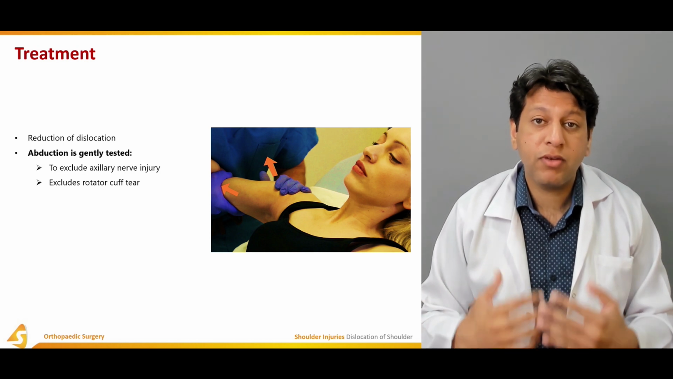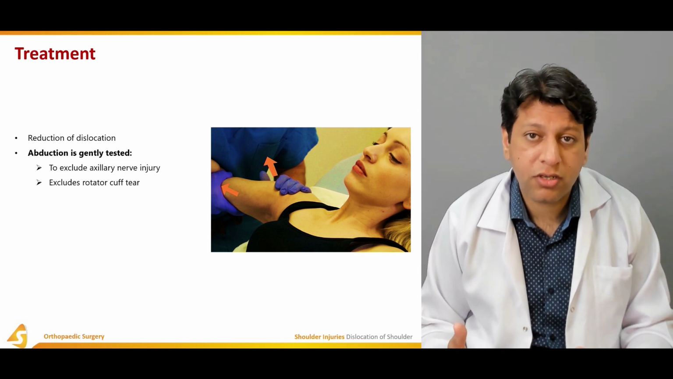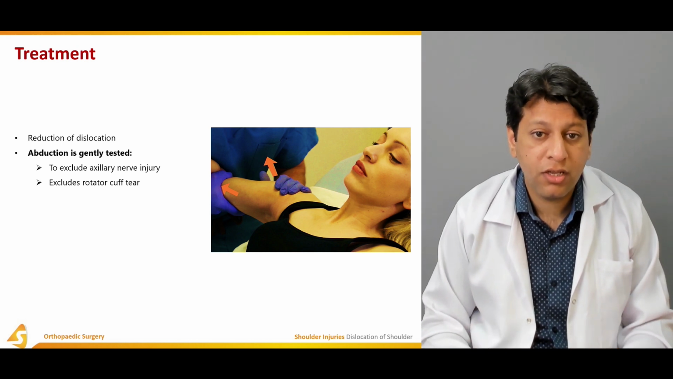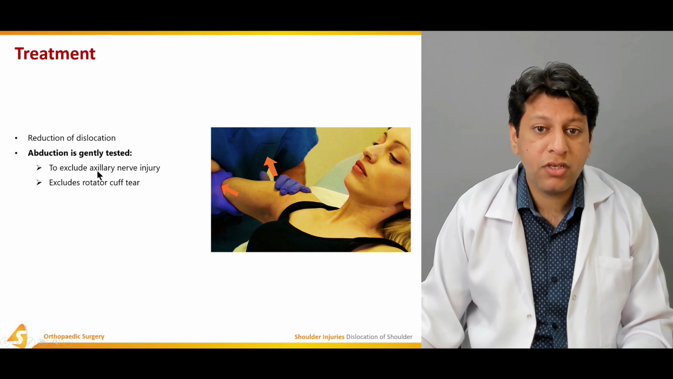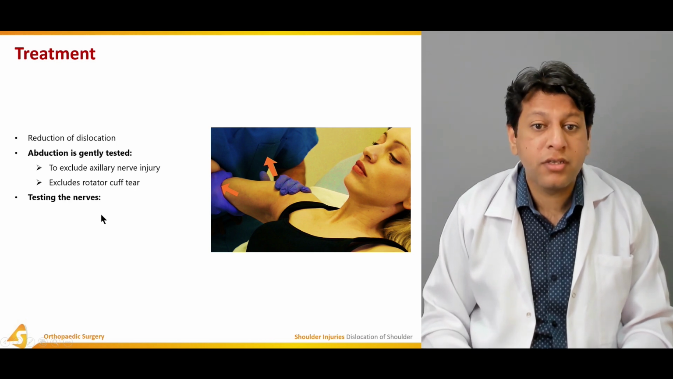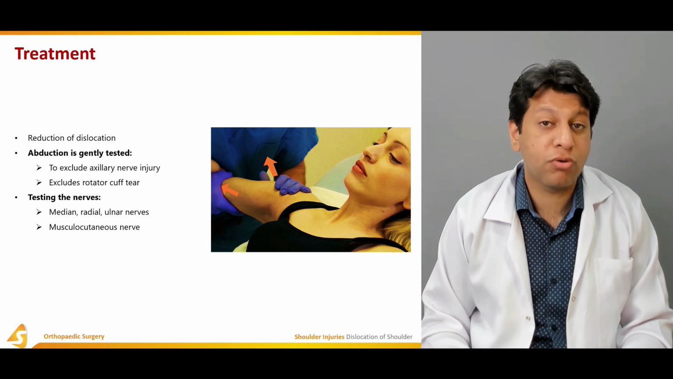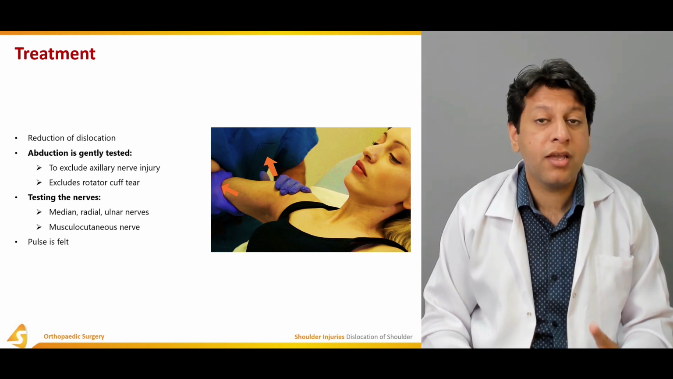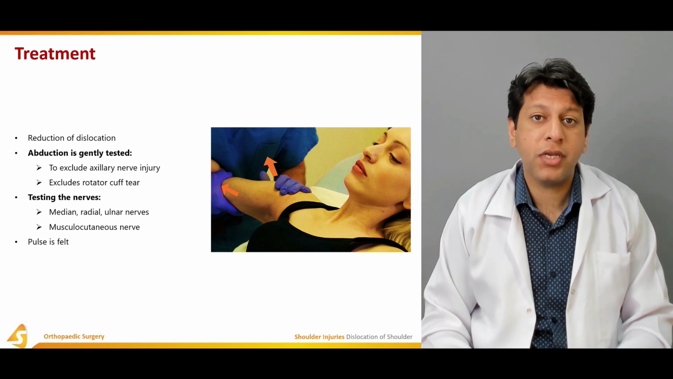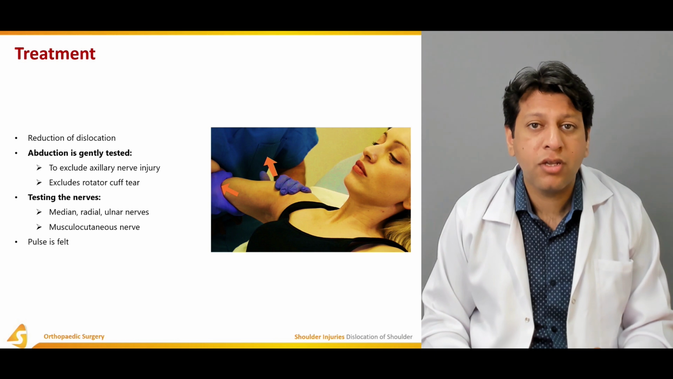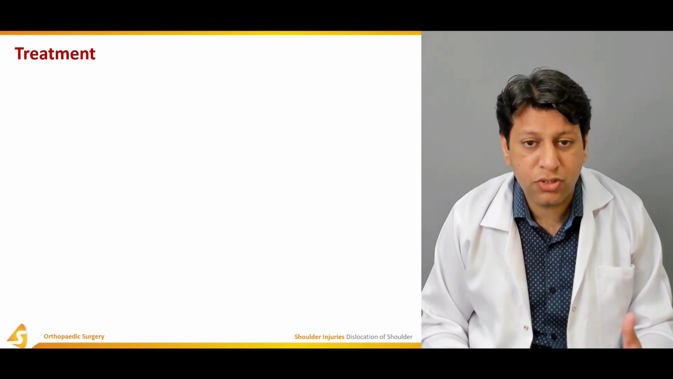When we are examining the patient's anterior dislocation, the first and foremost thing is to rule out neurovascular injury. That is to exclude axillary nerve injury and rotator cuff tear. Then, testing the nerves, the median, radial, and ulnar nerves must be tested, the musculocutaneous nerve must be tested as well, and the pulse must be felt. So if the patient has an isolated anterior dislocation with no neurovascular injury, then you close reduce the injury.